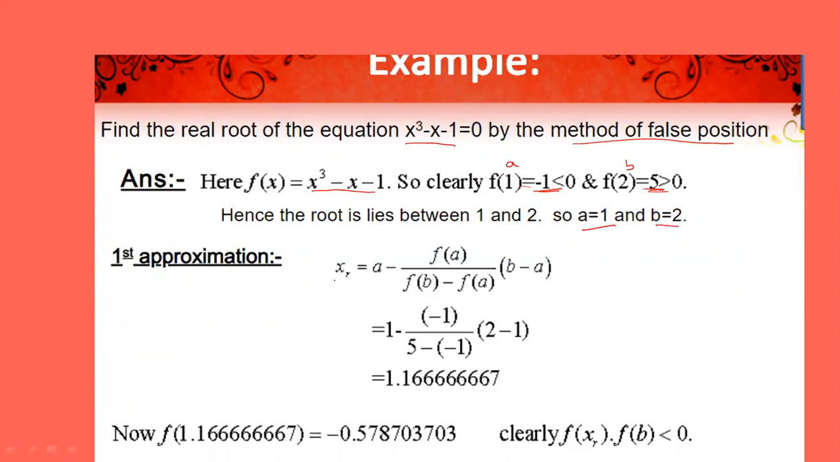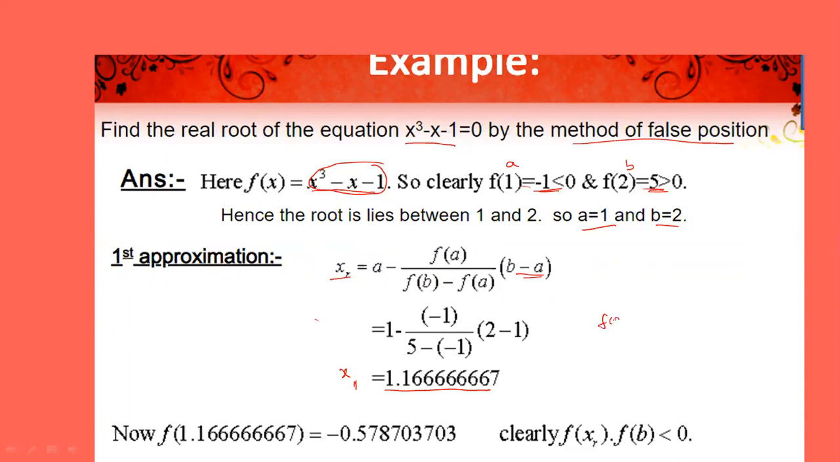And what is your iteration formula? xr is equal to a minus f of a by (fb minus fa) into (b minus a). What is a here? 1. What is your f of a? Minus 1. And what is your f of b? 5. So you got 1.16667. This is your next iterated value. For example, you take it as x1. x1 is equal to 1.166667.